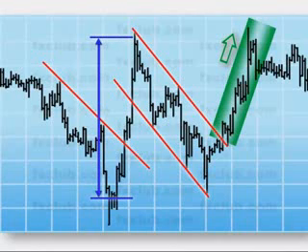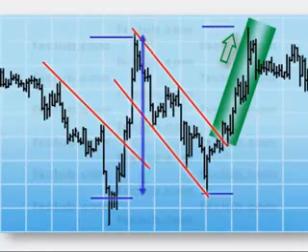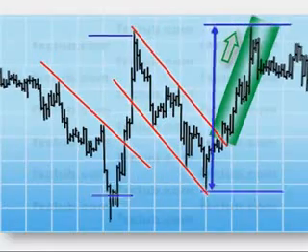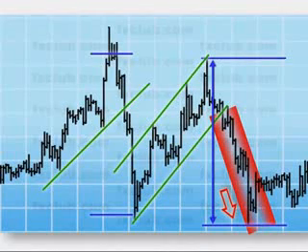Although these patterns were first identified when traders could only make money on price rises, flags and pennants work just as well on a downtrend, their reversal reflecting the symmetry of the market.